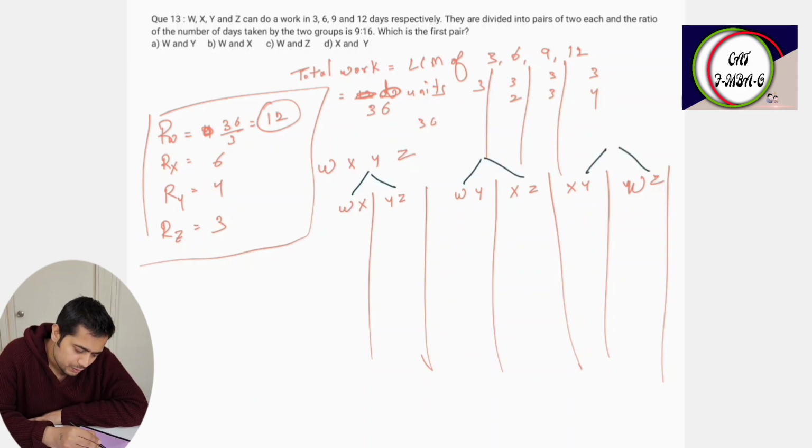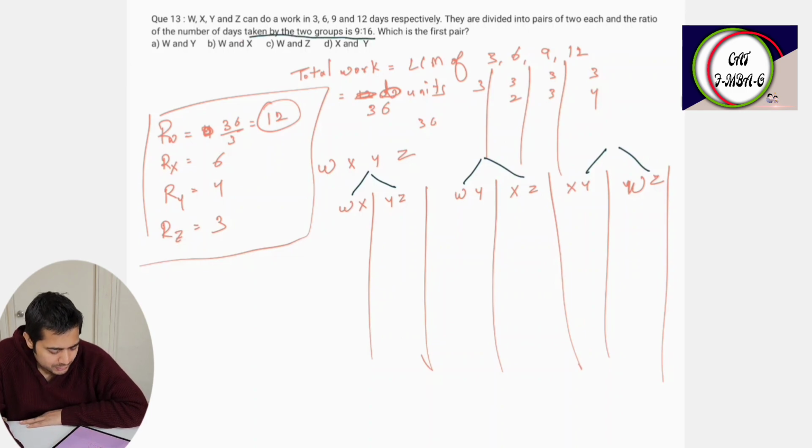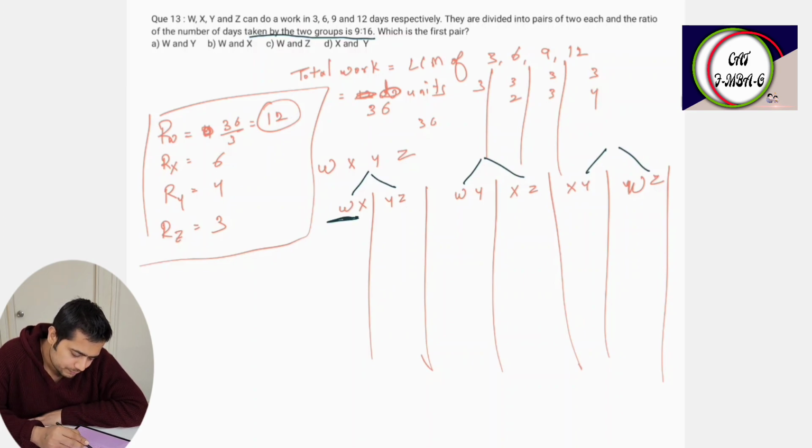Number of days taken by two groups is 9 is to 16. Let us first find out the rates. W and X together, 12 and 6, 18. Y and Z, 7. W and Y, 12 and 4, 16. X and Z, 6, 3, 9. X and Y, 10. W and Z, 15. These are rates.